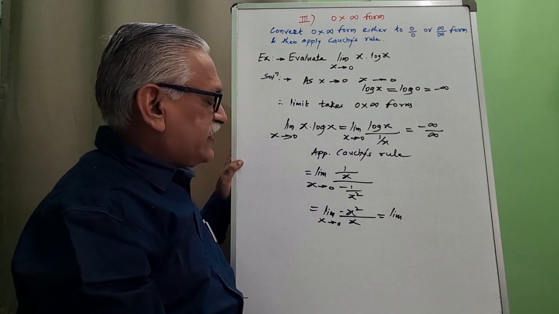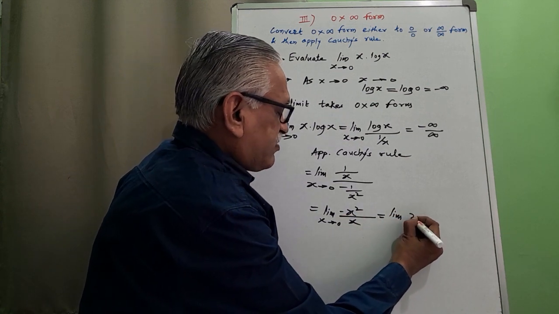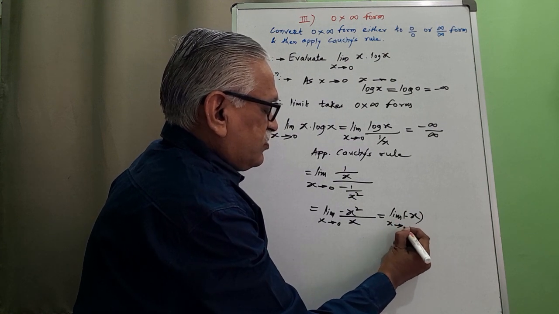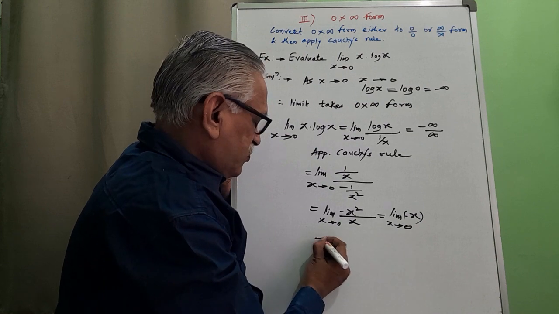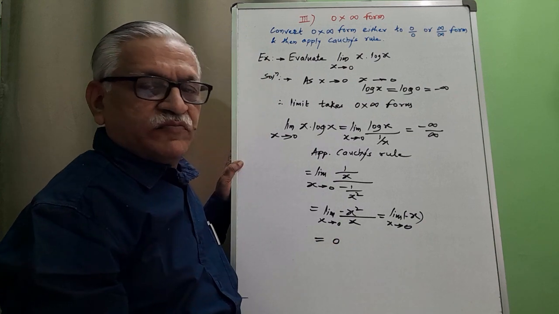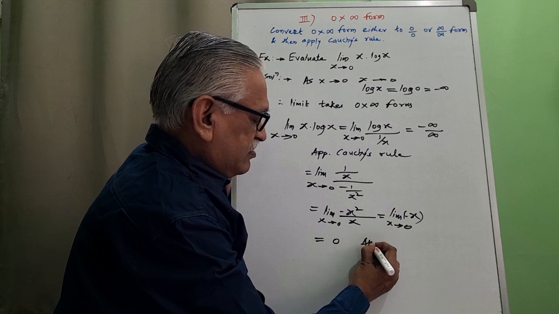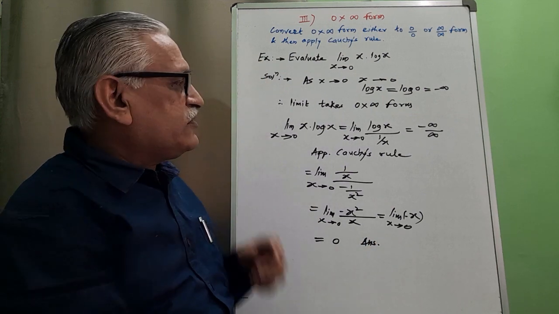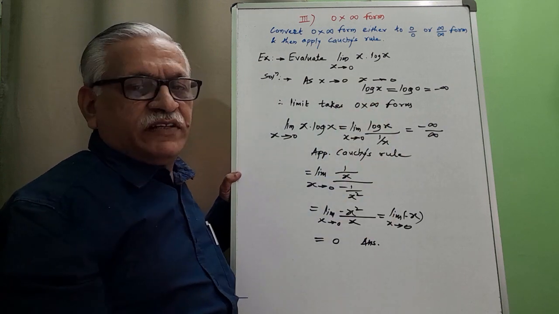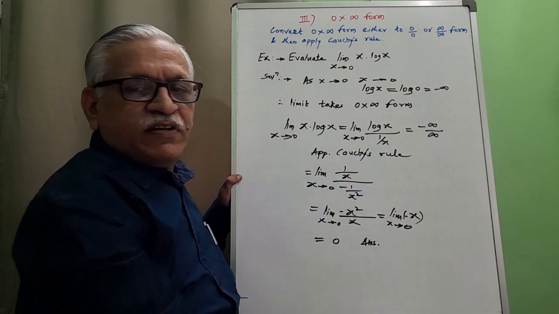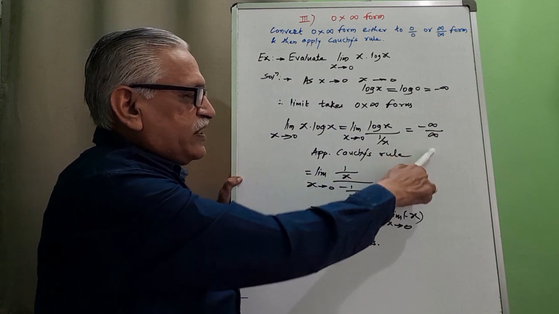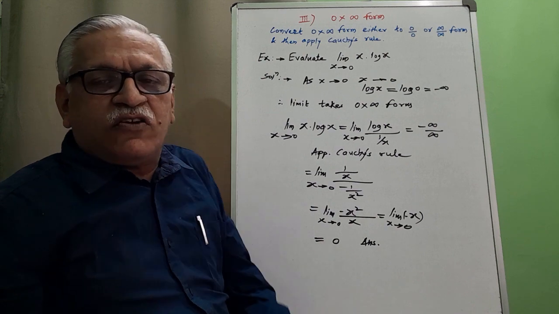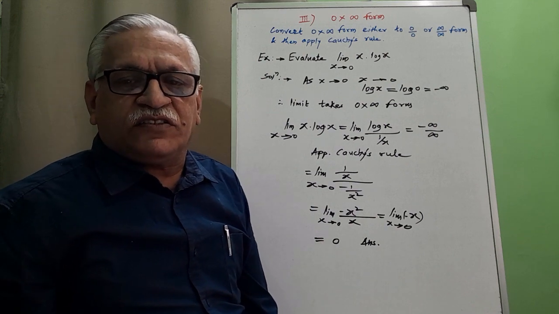therefore 1 x gets cancelled, we get limit of x with minus sign as x tends to 0, and as x tends to 0, value becomes 0. That is the answer, or the true value of that limit. Means original form is 0 into infinity, then I have converted it into infinity by infinity, and as we get infinity by infinity, we have to apply Cauchy's rule, thereby to get the true value of the limit. Here the true value of the limit is 0.